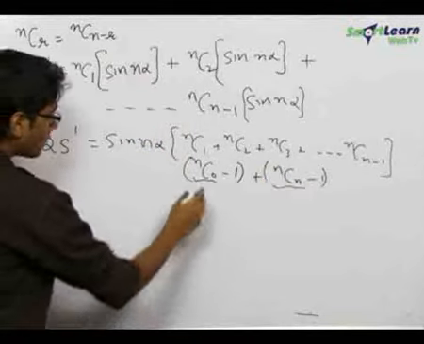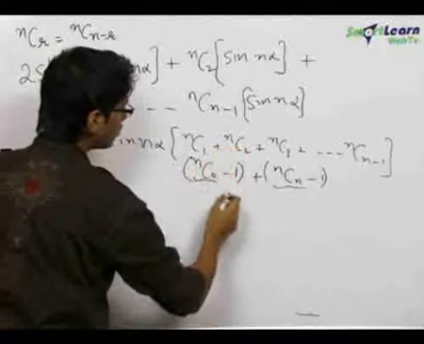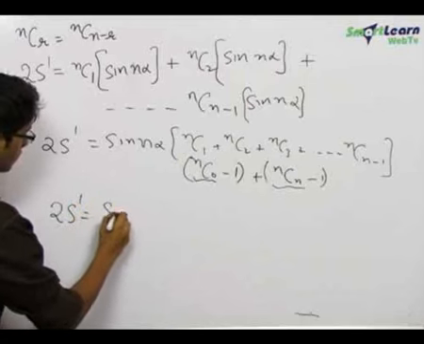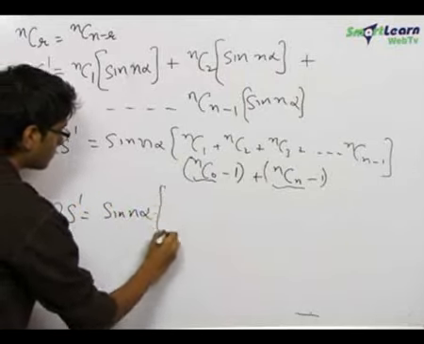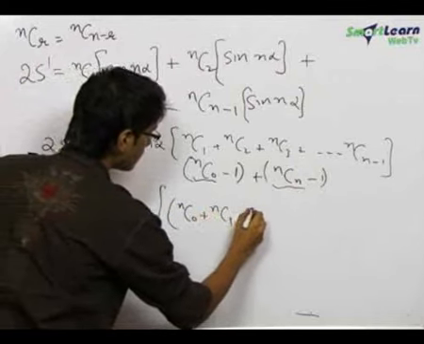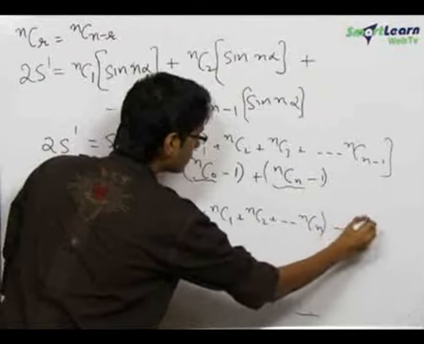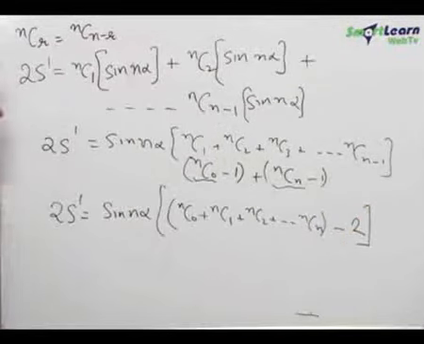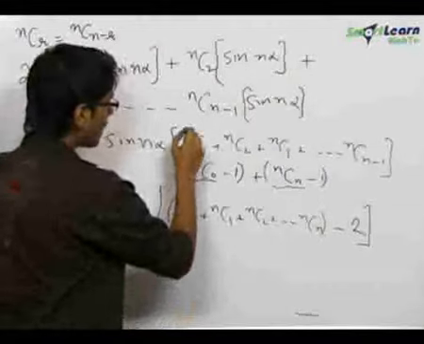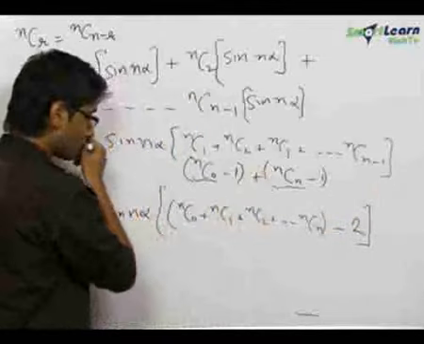Now clubbing this nC0 and nCn with this expression of nC1 plus nC2 up till nC(n minus 1), we get 2S dash is equal to sin n alpha into nC0 plus nC1 plus nC2 up till nCn minus 2. We did this because there were two terms missing in the given expression. They were nC0 and nCn. So we added and subtracted the two given terms.